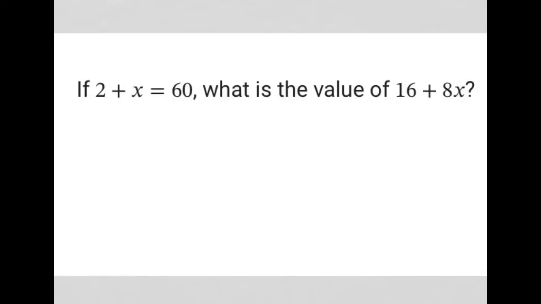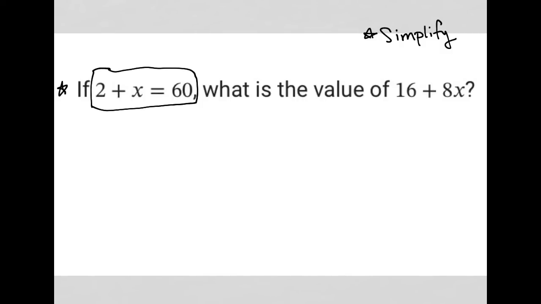So this question looks like it's going to be a simplify question. Simplify questions are typically very short, somewhere between 1 and 3 lines long, which of course this fits into that criteria. And they contain either an equation or an expression. And in this case, we get both. We get the equation here, we get the expression here.